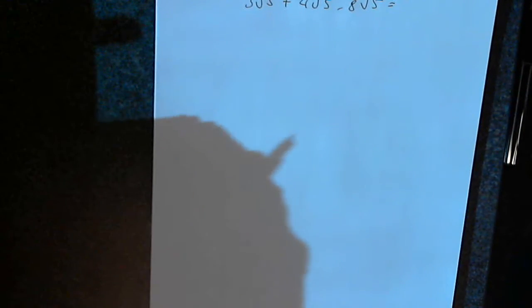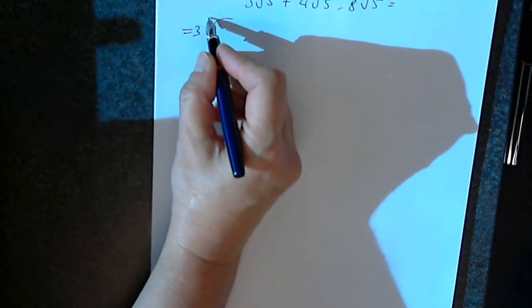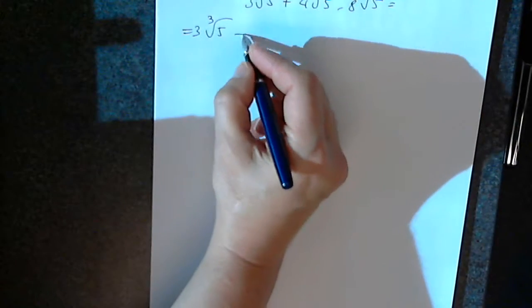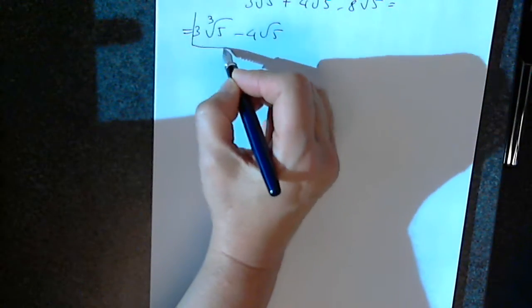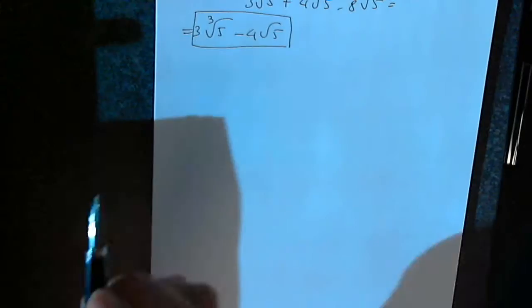Very easy. 3, the cube root of 5, plus 4, the square root of 5, minus 8, the square root of 5. Are these like radicals? Only the last 2. So I will write 3, the cube root of 5, and then 4 apples minus 8 apples. You cannot do anything else to this. This is it.